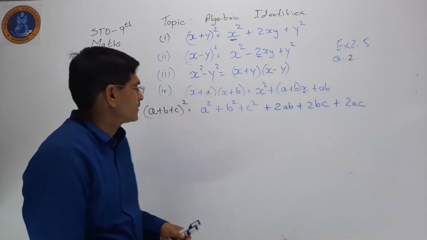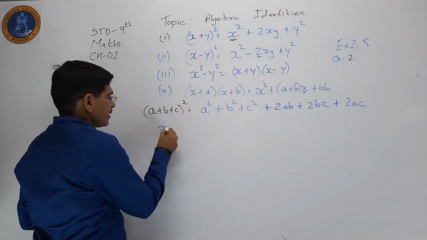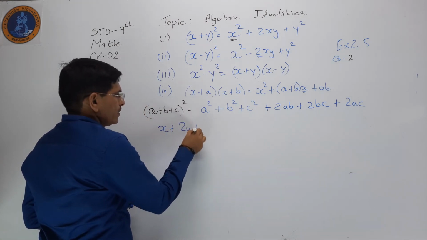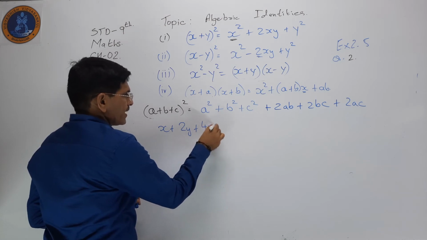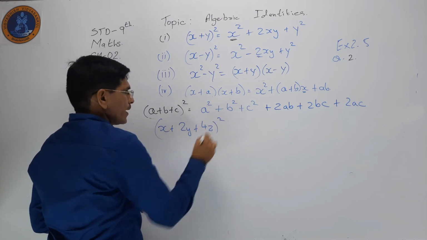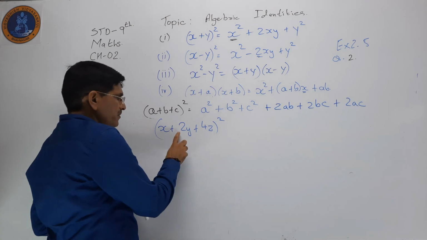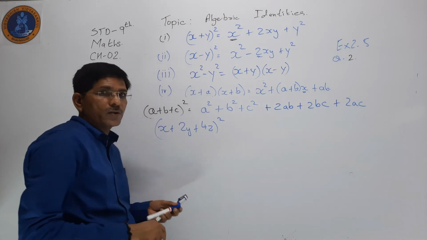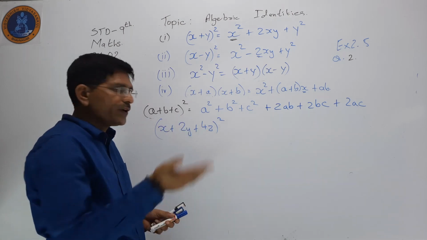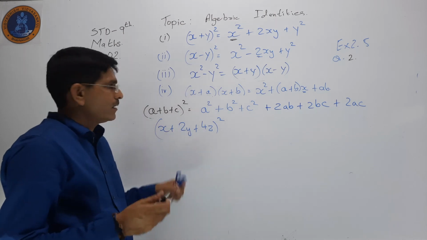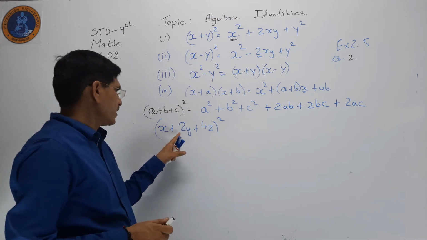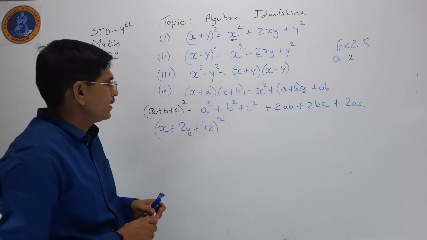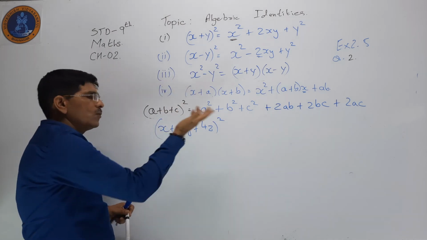So x plus 2y plus 4z whole squared. What is the difference between 2 and z? z is a variable, so it should always be last. The coefficient would always come first, so here it is 2y. Now we have to apply (a plus b plus c) whole squared.